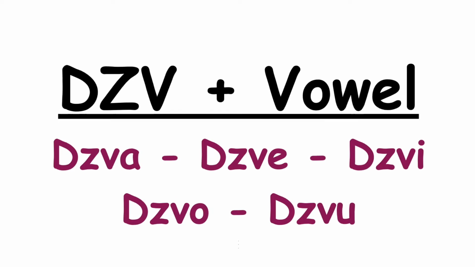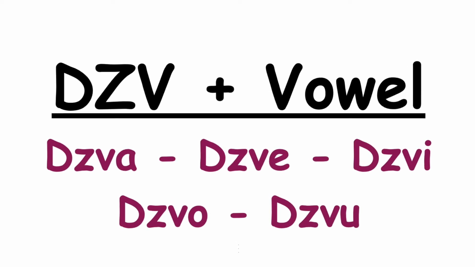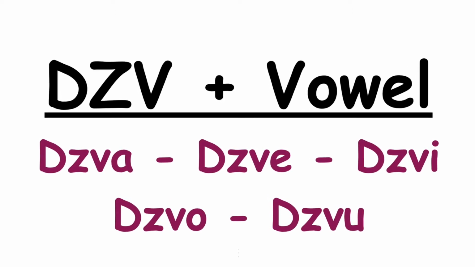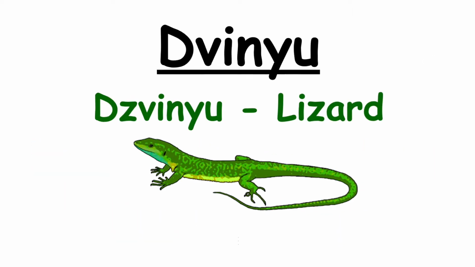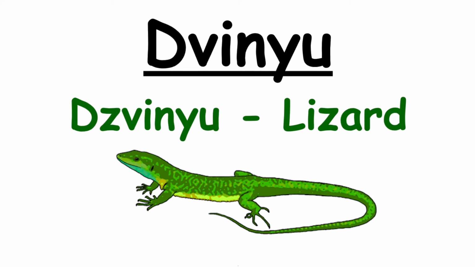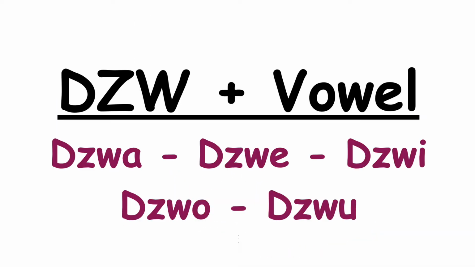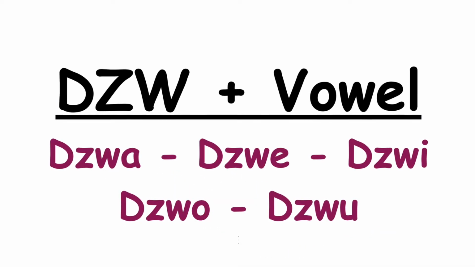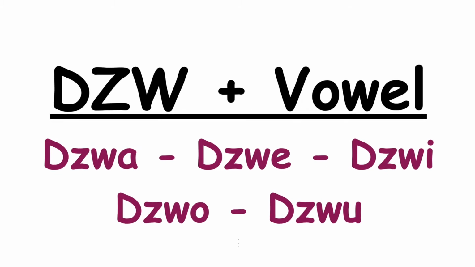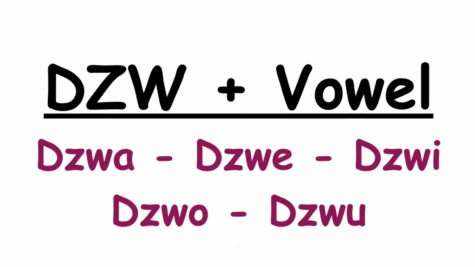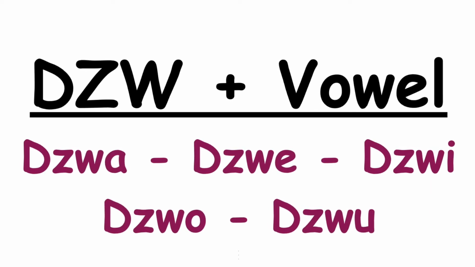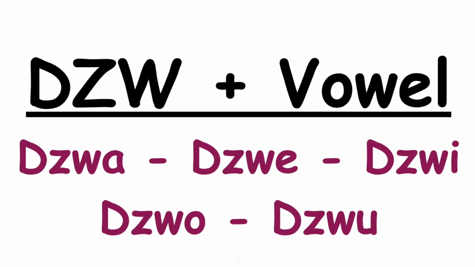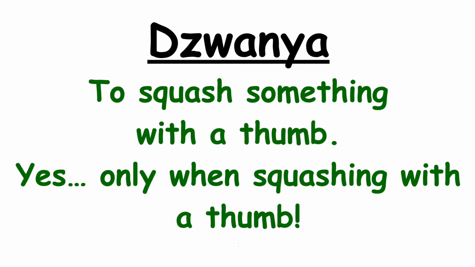That makes Dzva, Dzve, Dzvi, Dzvo, Dzvu. And a common word that is used in the Shona language with this sound is Dzvinyu. Next, we move on to D, Z, W and a vowel. That gives us Dzwa, Dzwe, Dzwi, Dzwo, Dzwu. A common word in the Shona language here is Dzwanya.